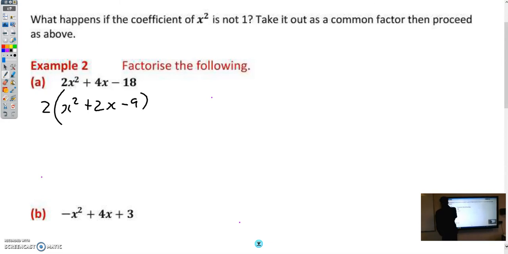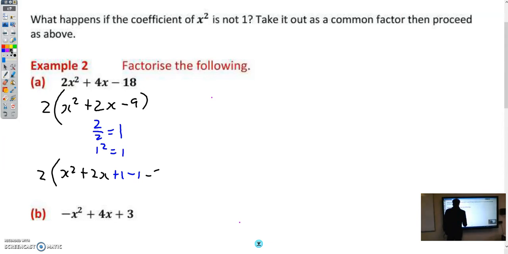Now we go about completing the square. So 2 over 2 is equal to 1. 1 squared is equal to 1. We're going to write our full expression. So 2 bracket x squared plus 2x plus 1 minus 1 minus 9.